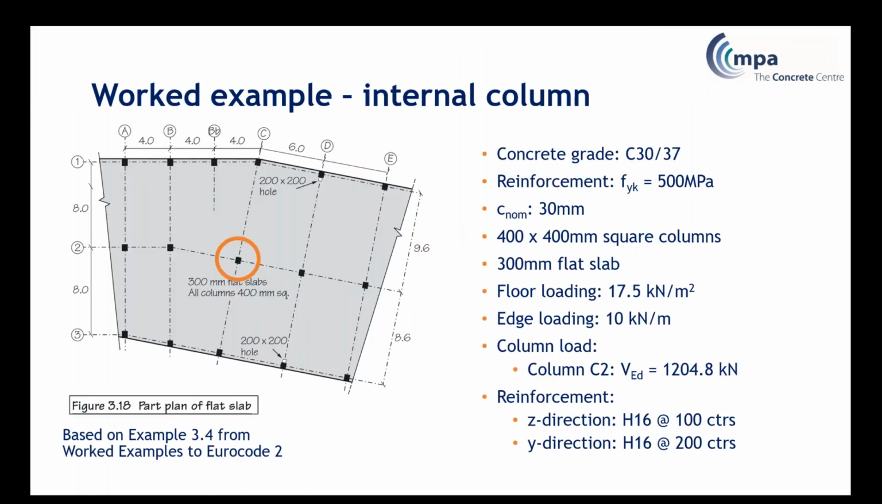In this webinar, I'm going to talk you through how to design punching shear reinforcement for two columns using the spreadsheet. These are based on example 3.4 from our worked examples guide, which is available to purchase from our website. Our first example is an internal column, which is 400 by 400 millimetres and supports a 300 millimetre deep flat slab. On screen, you can see the information we need to carry out the punching shear check and design, including material properties, loading and slab reinforcement.